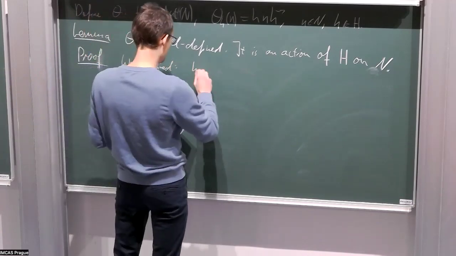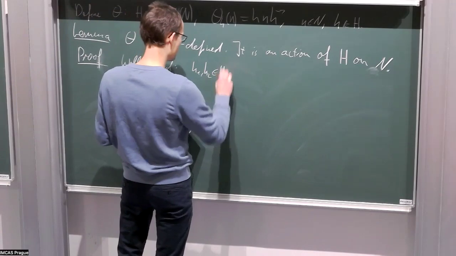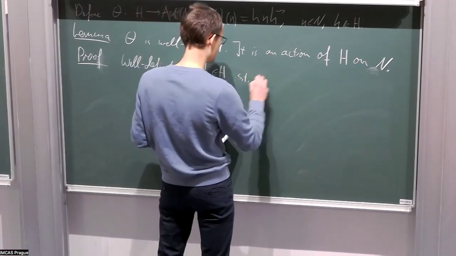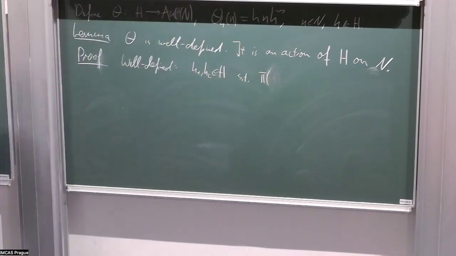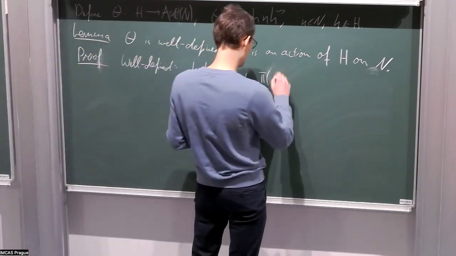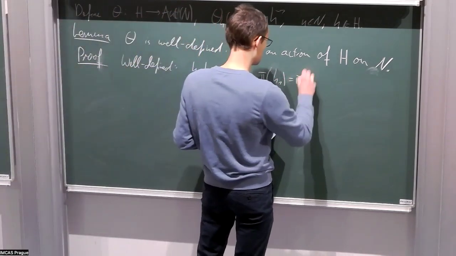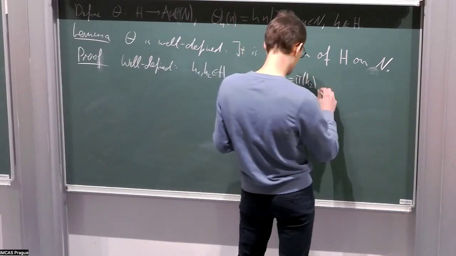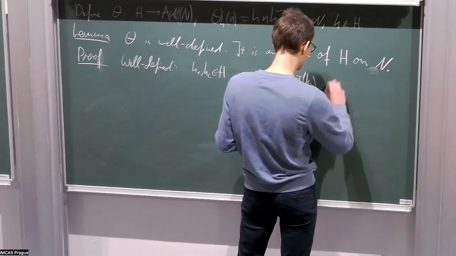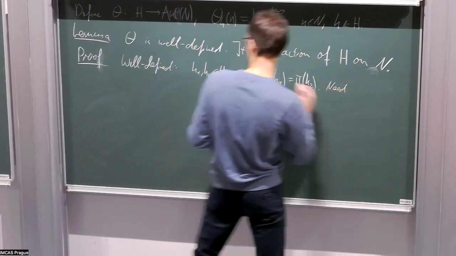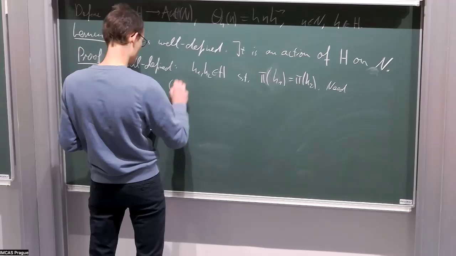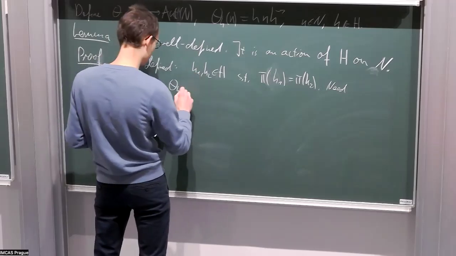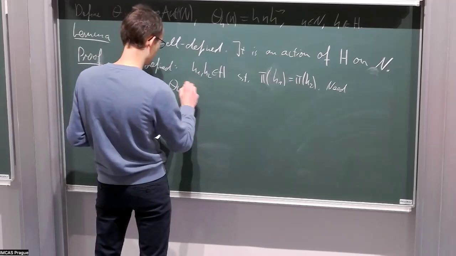that if I take h1 and h2 in G such that they have the same image under the quotient map, which I want to call pi, so pi of h1 is equal to pi of h2, then we need to show that they define the same map up there. So theta of h1 is equal to theta of h2.